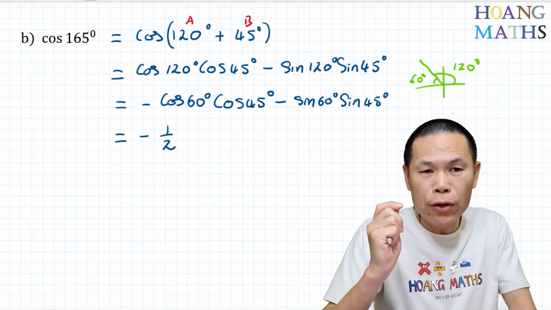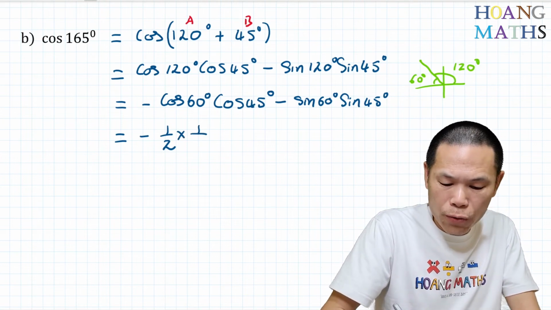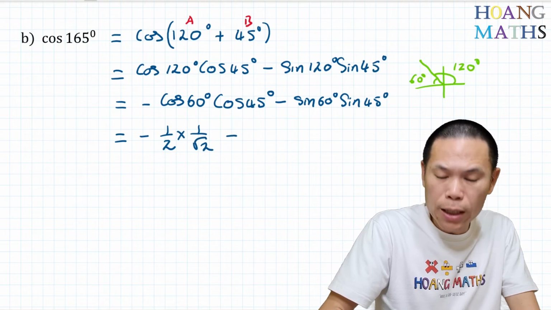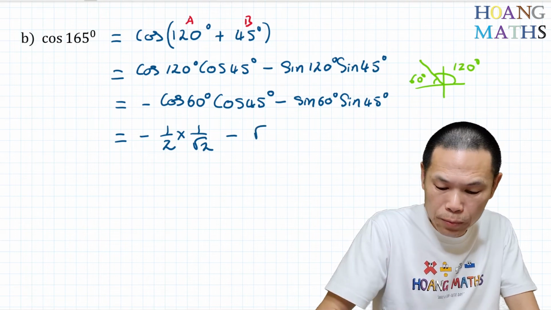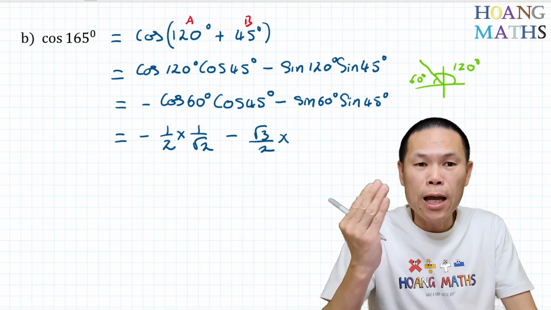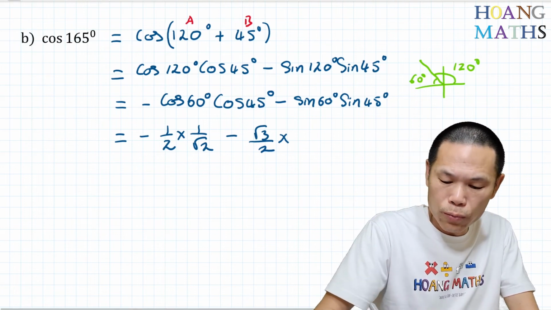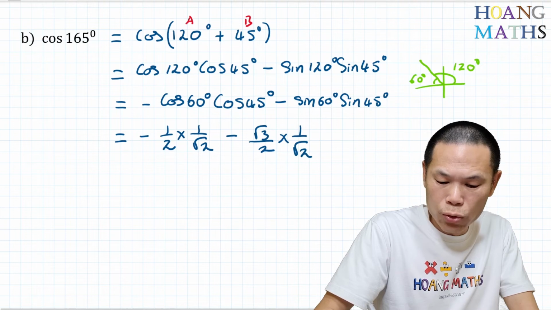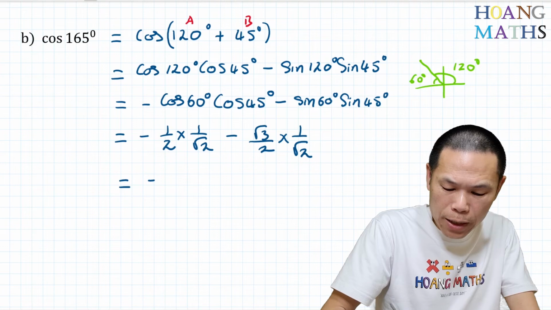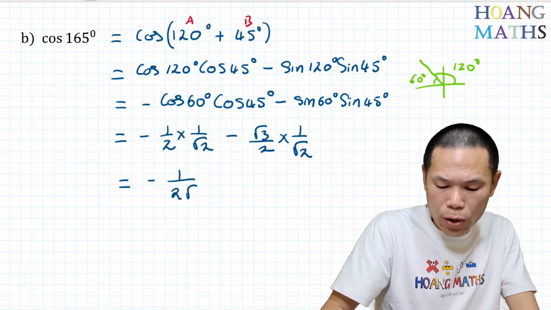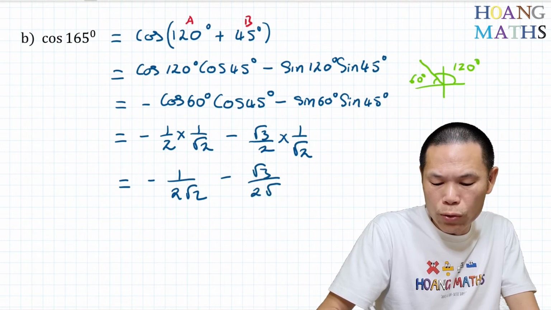Cos of 45 degrees is 1 over root 2, so times 1 over square root of 2. And we minus sine of 60 degrees, which is root 3 over 2, times sine of 45 degrees, which is 1 over root 2. Let me tidy up a little bit. That gives you minus 1 over 2 square root of 2, minus root 3 over 2 square root of 2.